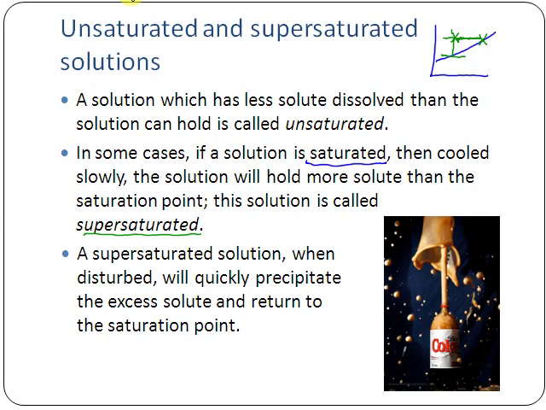But if you do it very, very carefully, typically you have to cool it slowly and keep the solution very, very still, don't put anything into the solution, then it'll hold more solute than the saturation point. It'll stay supersaturated. But if you give it a bump, then the difference, the part we showed right up in there, will fall out and drop to the bottom. It'll precipitate out. So a supersaturated solution, when disturbed, will quickly precipitate the excess solute and return back to the saturation point.